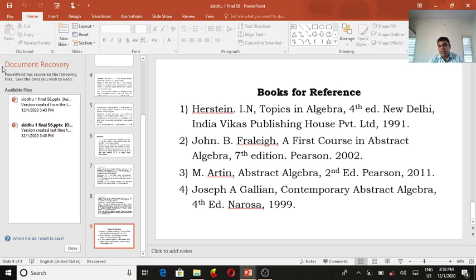We are using as references these books by Erskine, Perle, Michael Artin, and Joseph.